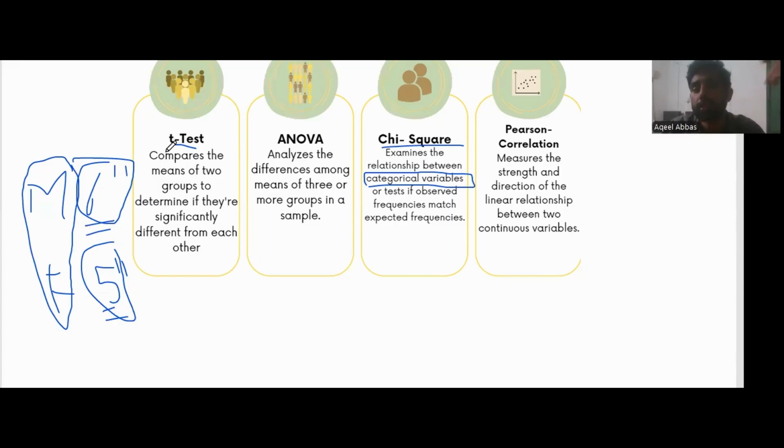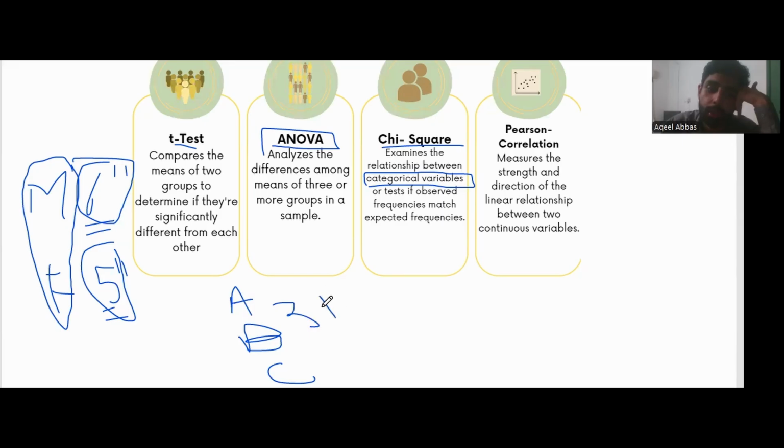But if there are more than two means, like if we are measuring the height of different nationalities, so there are Americans, British, and Canadians, and we take the mean of their heights, then we have to apply a test of statistical significance that won't be a t-test. That would be an ANOVA test. How I remember it is that ANOVA has three A's, so ANOVA is three. If there are three or more means, we apply an ANOVA test, and if there are two means, we apply a t-test.